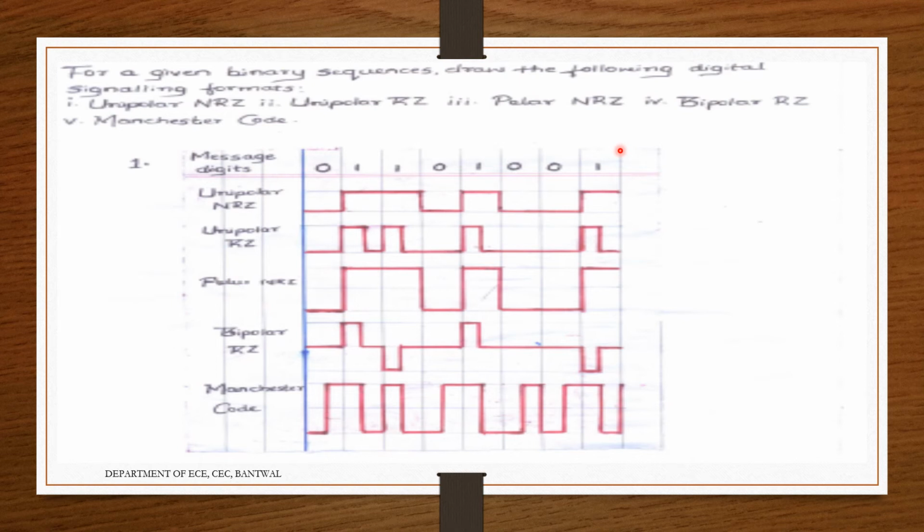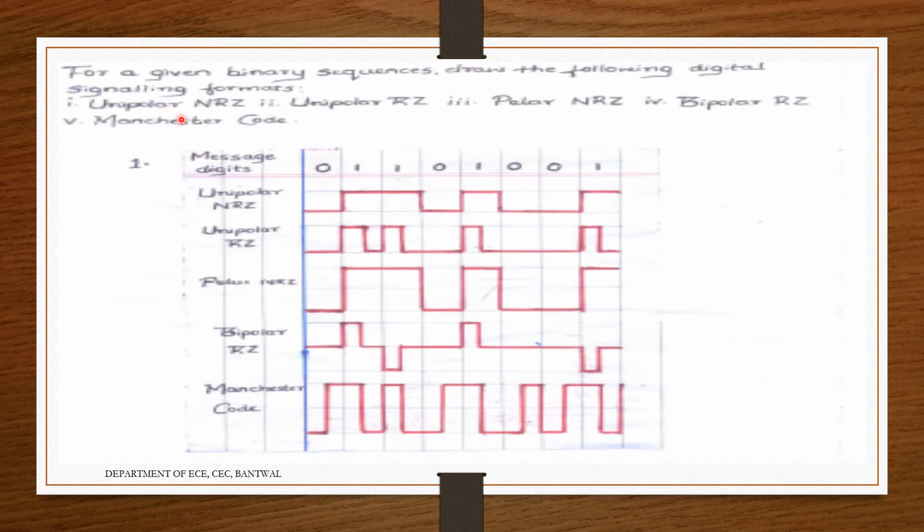Now the first one, unipolar NRZ. So unipolar NRZ is what? It will have only either 0 or 1. When there is a 0, it stays at 0 here. When there is a 1, it is 1, 1. When there is a 0 again, then 1, 0, 0, 1.